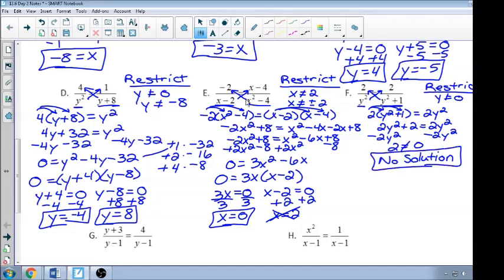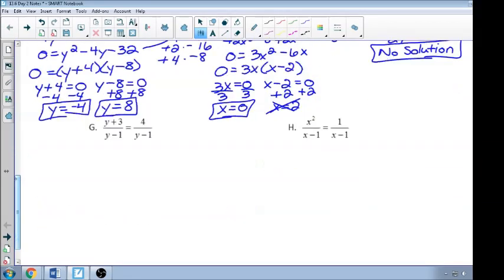All right, let's keep forging ahead here. Only got a couple left. G. Again, I need to look at my restrictions first. So my restrictions are, it's going to be the same. It's going to be that y cannot equal 1, since both my denominators are the same. At this point, I can go ahead and cross multiply.